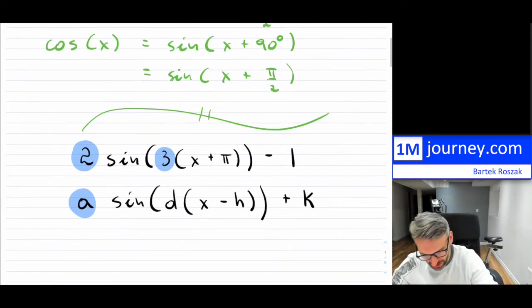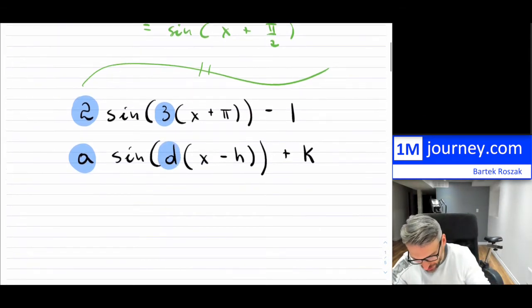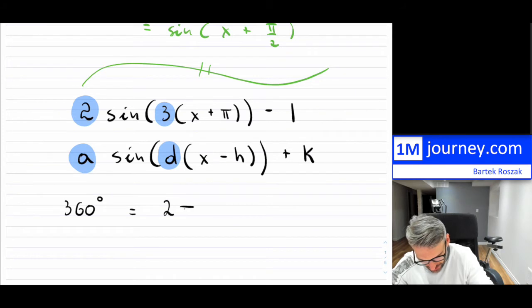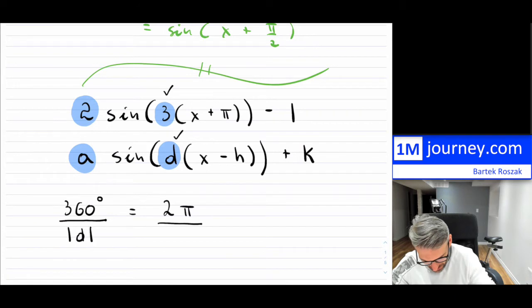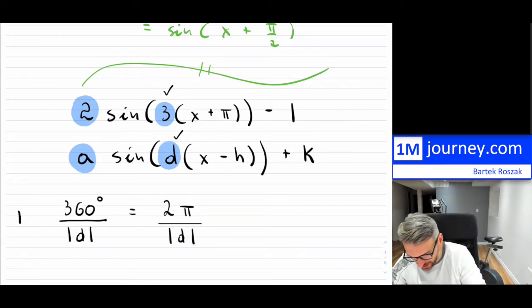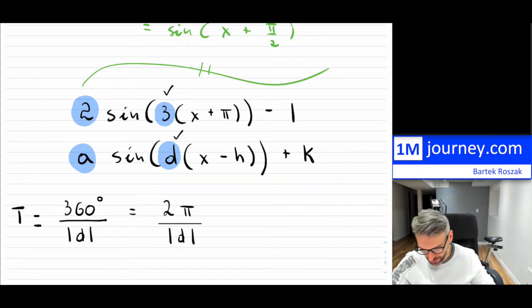So your period can be found from here. Your original period that we have is 360 degrees, or if you're writing in radians, it's 2 pi. And now this d that we have in here, if you're going to be dividing by d, by the magnitude, then that's going to tell you what the new period is. And period we can designate with a capital T.